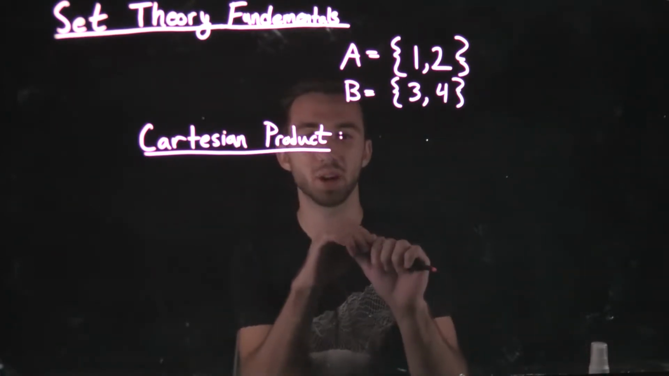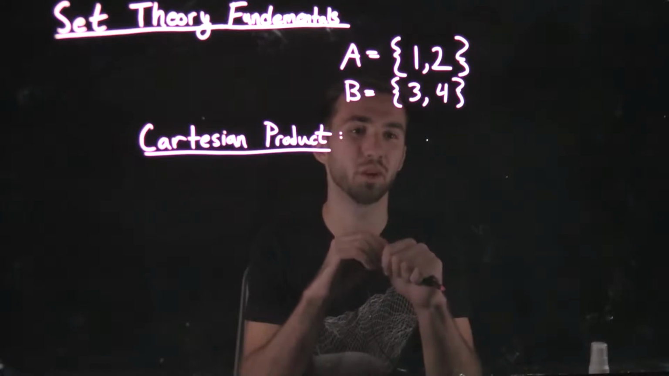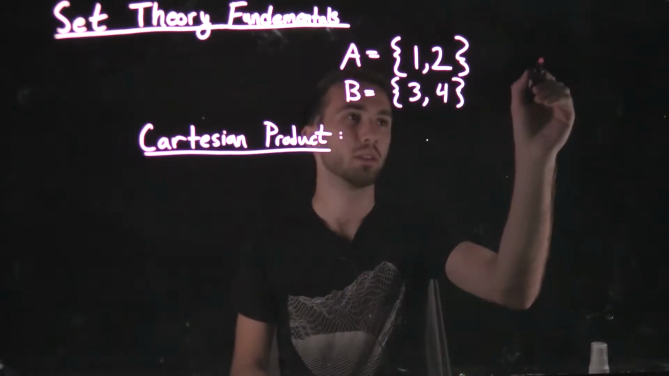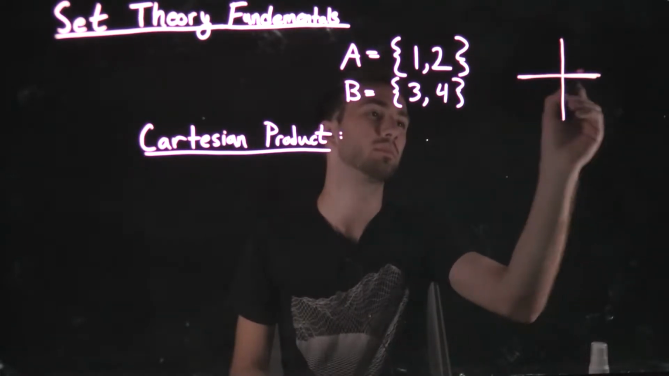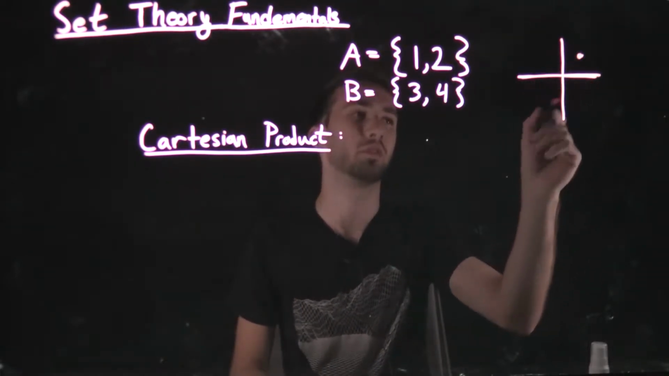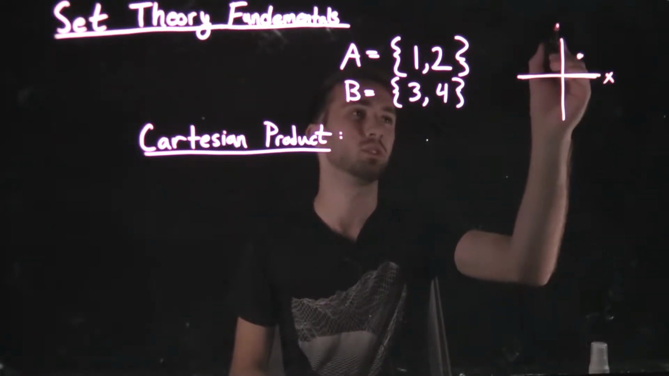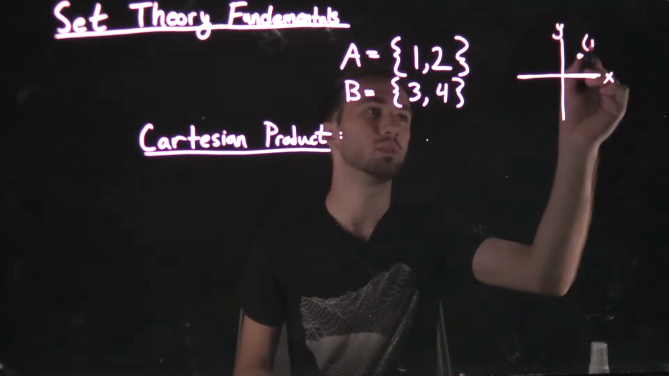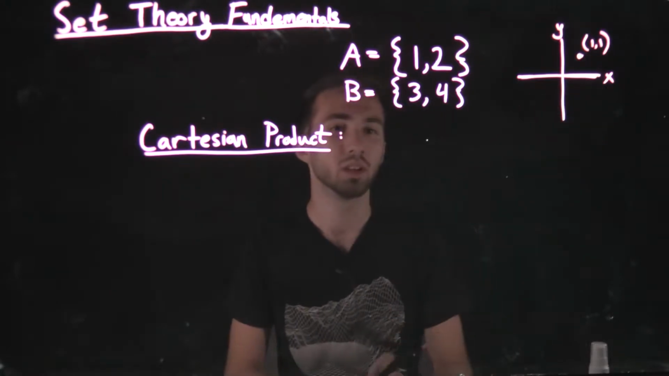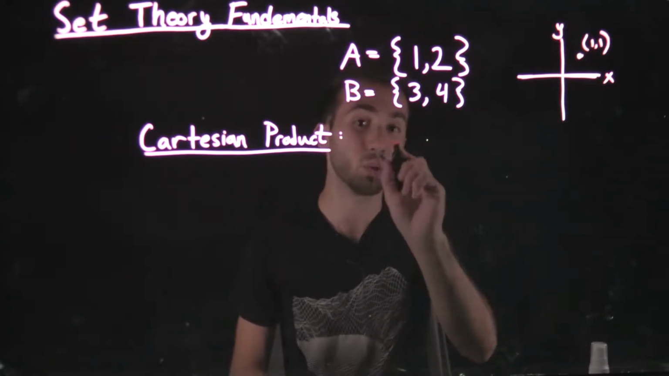Now, the Cartesian product requires you to remember one thing from grade school. Let's just say back in yonder days when you had a graph and you just selected a point on a graph. This was your x and this was your y, and we had the xy plane. This point, say it was 1, 1. What did we call this? We called this an ordered pair.